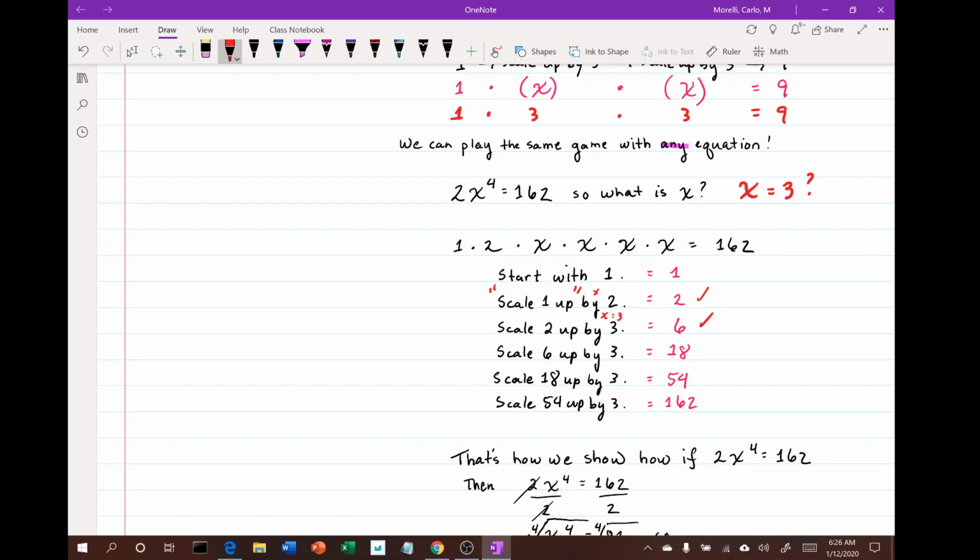We're going to do it again and again and again. So now scale 6 up by 3. Well, then it's 18. Now plug the 18 in. What's 18 times 3? 54. Plug the 54 in. 54 times 3, 162. So that's how we got from 2x to the 4th to 162. What we were doing is we took 1 and we turned it into 162. That's what we just did, okay?